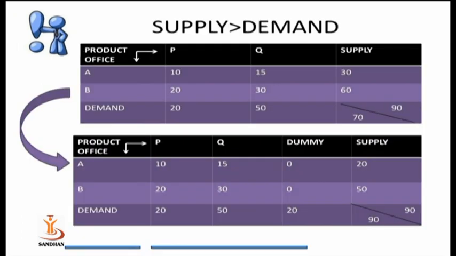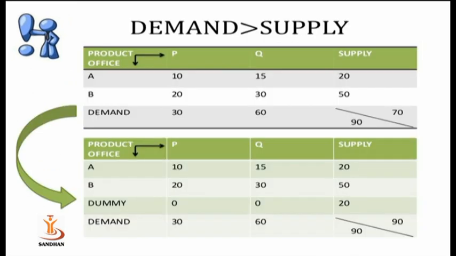We have another example here. Here we have different supply and different demands. So in this example, we try to add a dummy column. With the help of adding this dummy column, we can reach a stage where we have equal supply and equal demand, which is 90 units. This is the case where supply is greater than the demand. The previous was the case where demand was greater than the supply.